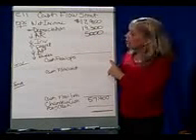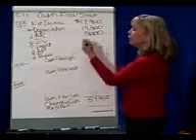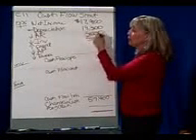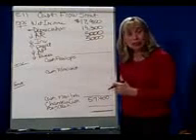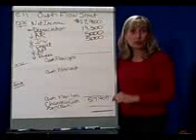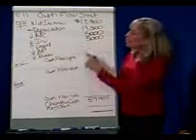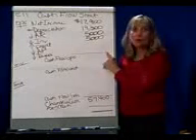Next current asset I see is inventory. Inventory also decreased $5,000. The only way inventory decreases is if the customers bought the inventory, which means you got cash. So add it.